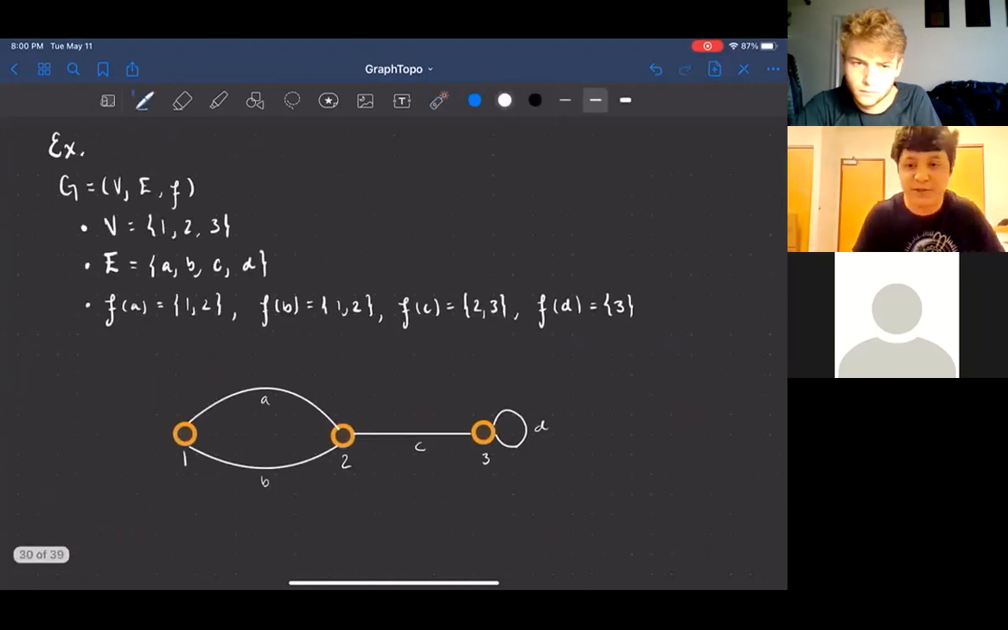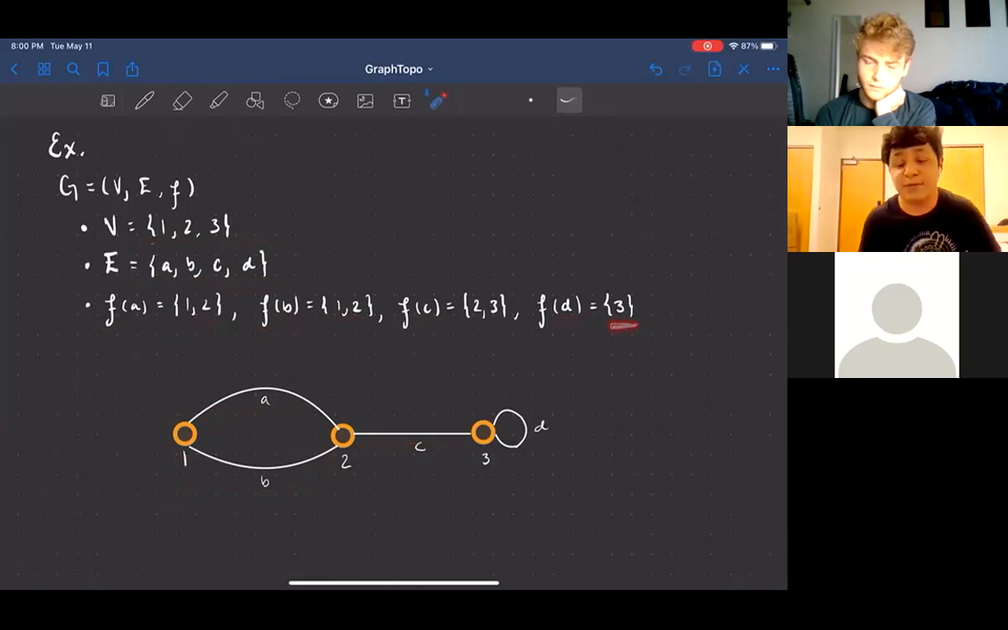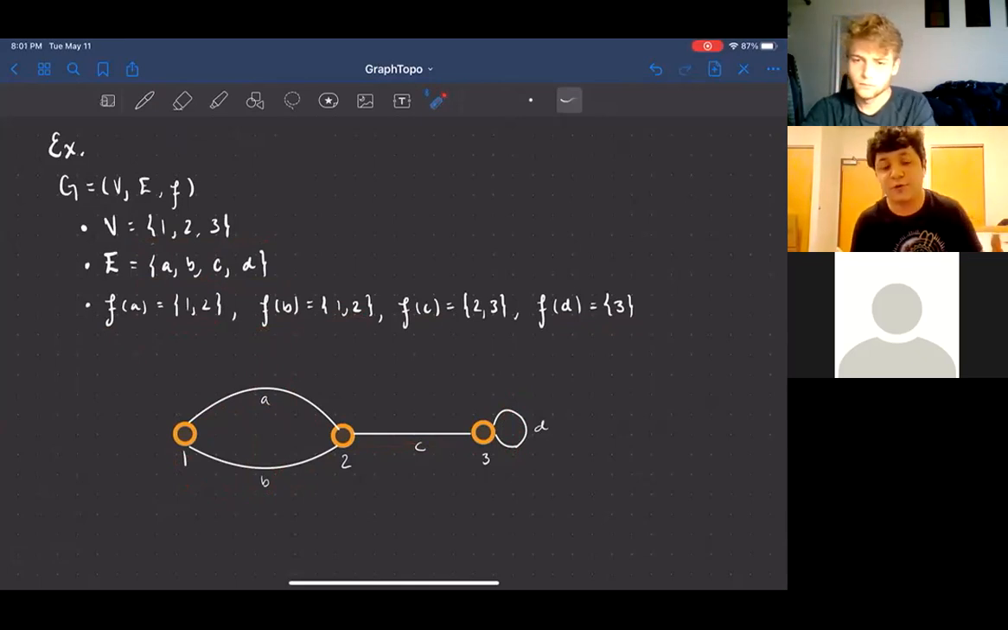As an example, let's say we have the set of vertices 1 to 3, edges A, B, C, D. And so the function maps, for example, the edge A with the vertices 1, 2. So we have this edge here. The edge B also with the vertices 1, 2, the edge C with vertices 2, 3, and the edge D just with the vertex 3. So these are called multi-edges, and these are called loops. And this is what our original definition didn't account for, but will be useful for the solutions we will find out.